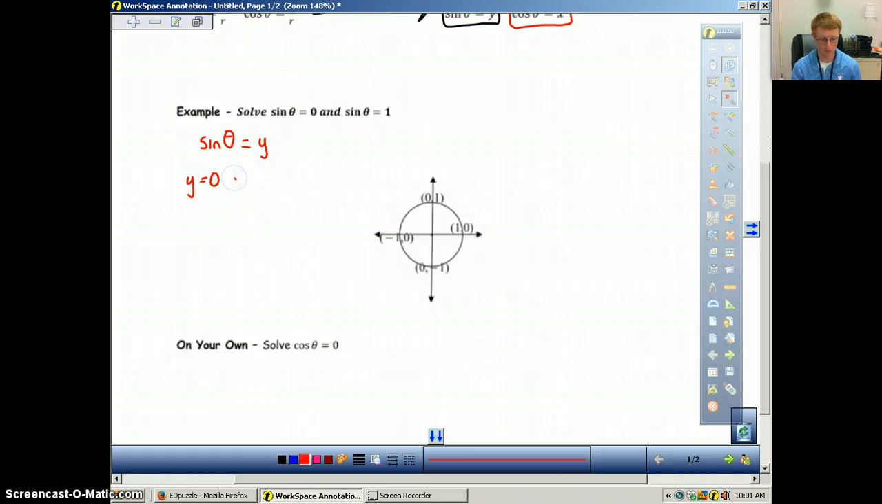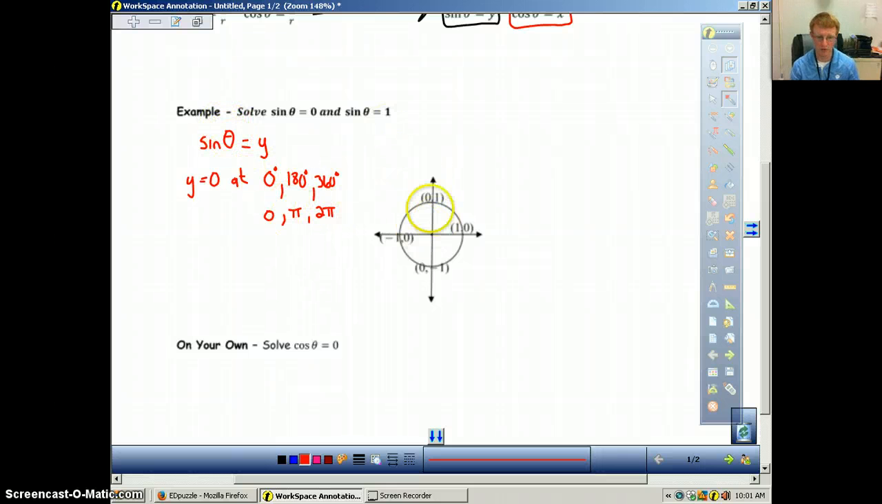So y equals 0 at, and now we look at our unit circle. Our y value is 0 at this point right here. So that means 0 degrees. Okay, it's also 0. Y value is 0 also here, and that's at 180 degrees. And then it's 0 again once we get back to the beginning, which is 360 degrees. In radians, that equals 0 radians, pi radians, and 2 pi radians. So we know that all these values, if we were to plug those in for our theta, those are all theta values that will work.